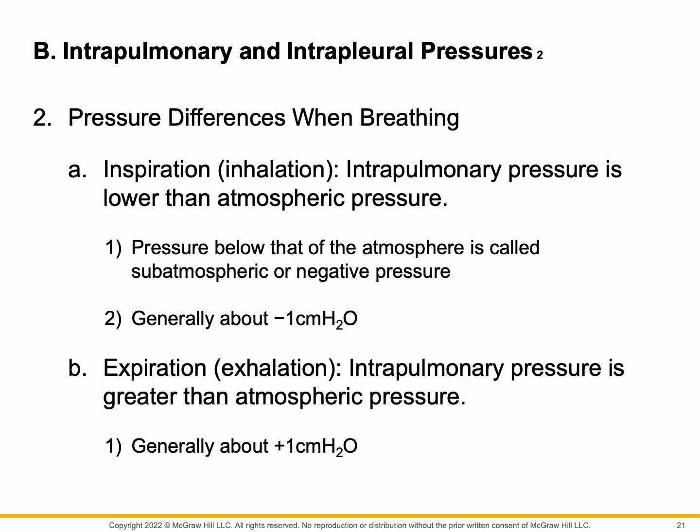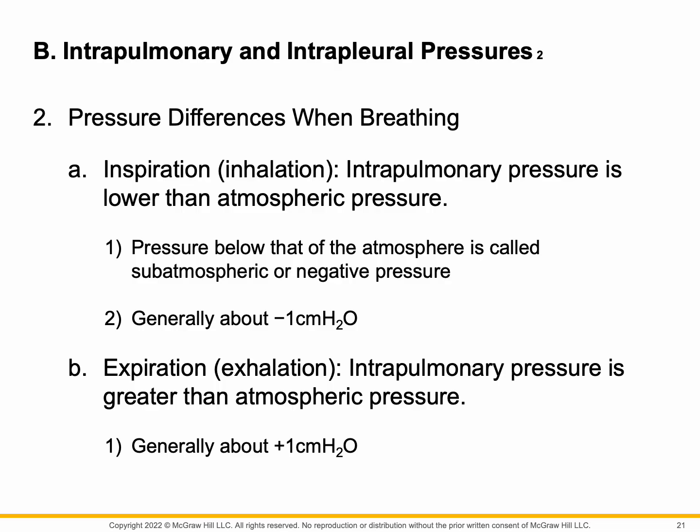Now, as we look at the pressure differences when breathing, during inhalation, contraction of the diaphragm and intercostal muscles increases the thoracic cavity volume, decreasing the intrapulmonary pressure and allowing air to flow into the lungs. So for inspiration or inhalation, the intrapulmonary pressure is going to be lower than the atmospheric pressure. And the pressure below that of the atmosphere is called the subatmospheric or negative pressure. Generally, this is about -1 centimeters of water.